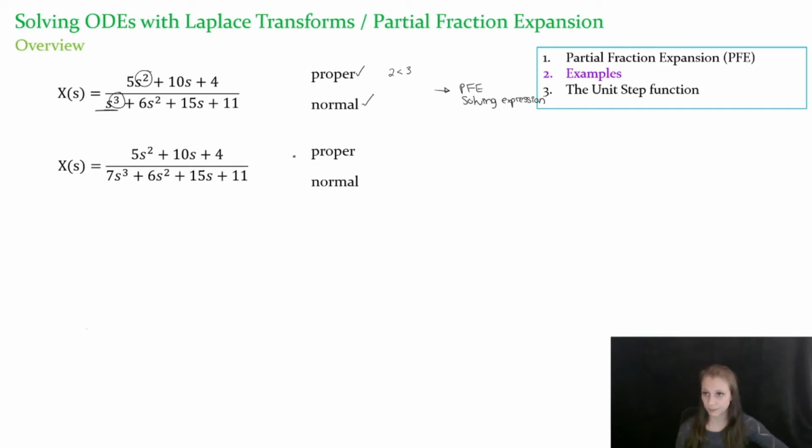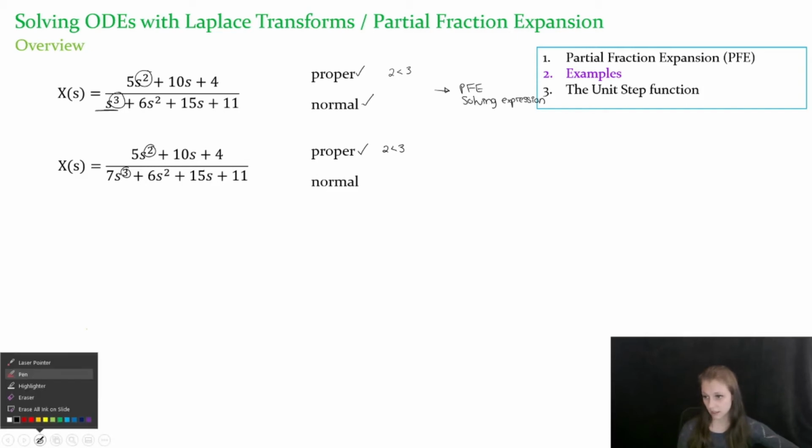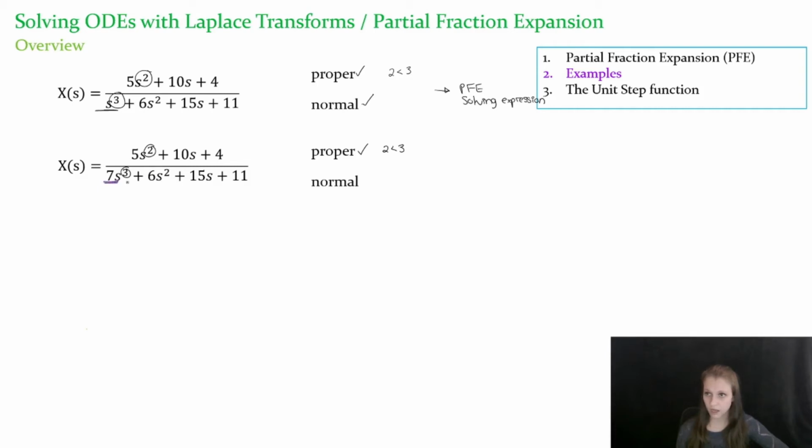Okay, example 2. So again, I am in proper form because 2 is less than 3. However, I am not in normal form, because the coefficient in front of my maximum power s term in the denominator is 7 instead of 1. So I can go ahead and do some mathematical manipulation to put this expression in normal form so that I can proceed with solving it.